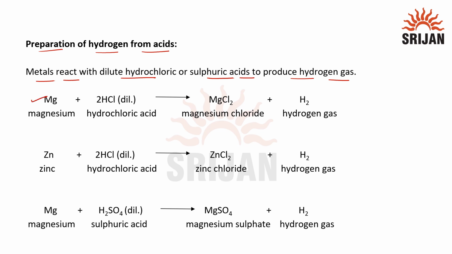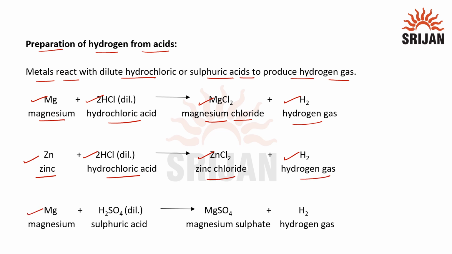Mg plus 2HCl gives MgCl2 plus H2. That is, magnesium plus hydrochloric acid gives magnesium chloride plus hydrogen gas. Next is Zn plus 2HCl gives ZnCl2 plus H2. That is zinc plus hydrochloric acid gives zinc chloride plus hydrogen gas.